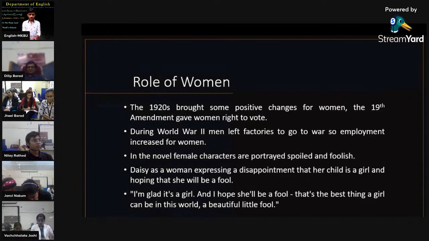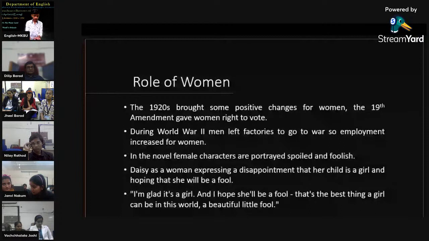In the novel, Fitzgerald has portrayed the female characters as foolish and spoiled. As we know, the character of Jordan is not so reliable. Daisy is a woman expressing disappointment that her child is a girl and hoping that she will be a fool. She says, I am glad it is a girl. I hope she will be a fool. That's the best thing a girl can be in this world, a beautiful little fool. I don't know why she thinks that way, but a psychological perspective says that something might have happened in her past. So she thinks that a girl should be a fool, remain a fool, and that is the best thing a girl can be.